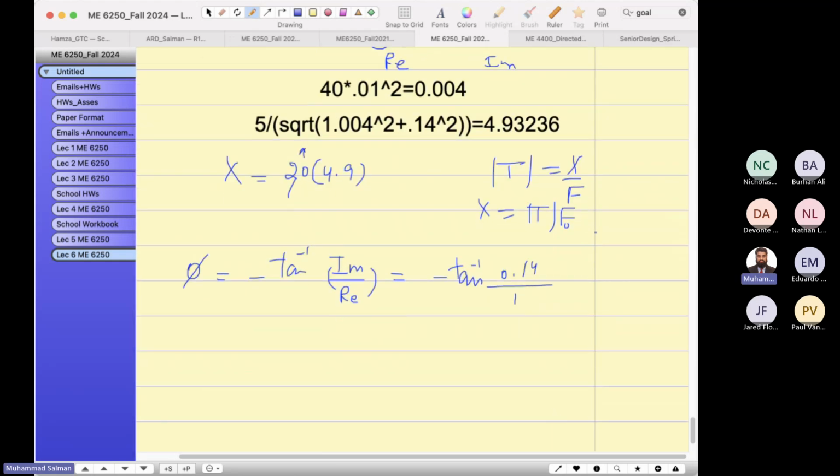Let's do the math. Can you guys help your professor? So what phase angle do you get here? So arc tangent 0.14 with a negative sign here. So negative outside. I get minus 0.14. This is my phase angle, minus 0.14 radians.